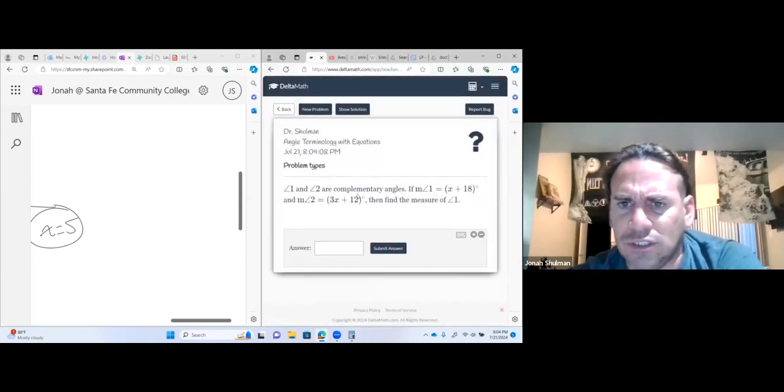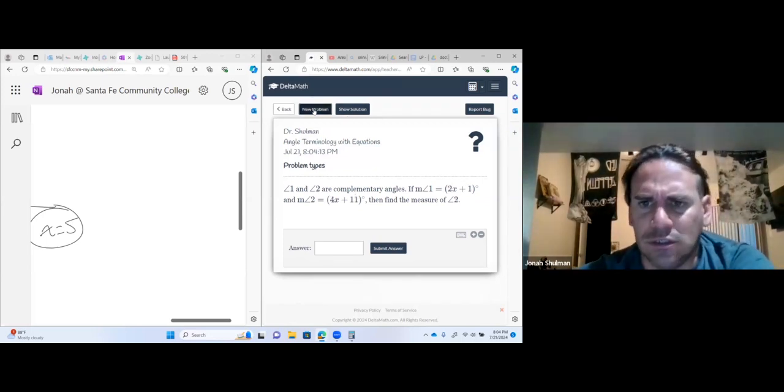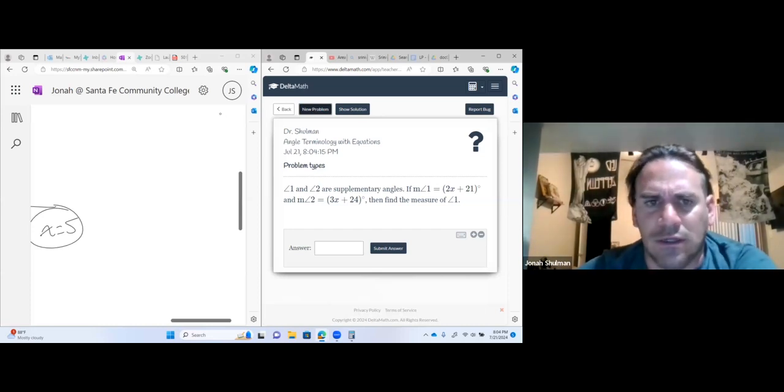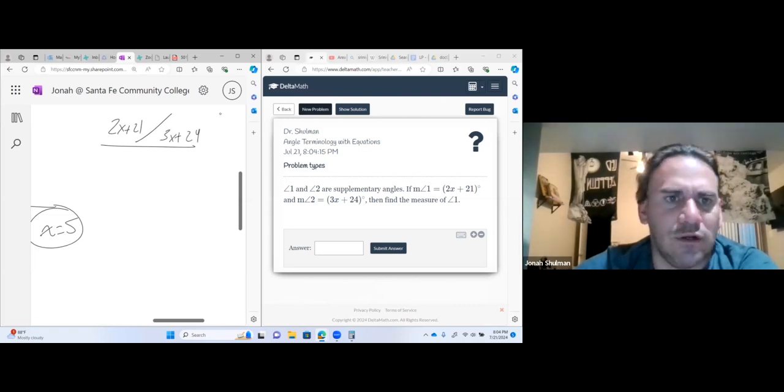Here's one with an equation. So they say they're complementary. So let's do a supplementary. We keep doing complementary. Give me a supplementary. Here we go. So they make a 180. So that means one is 2x plus 21. One is 3x plus 24. They're not equal. Otherwise, they would say that they are congruent.